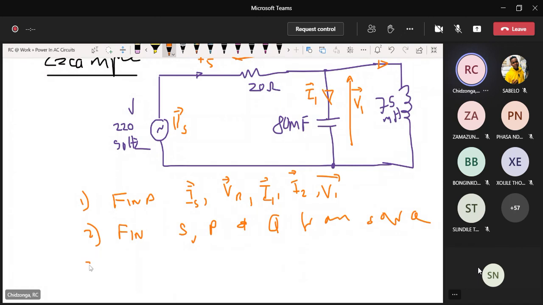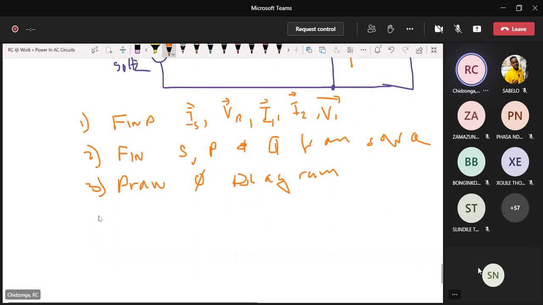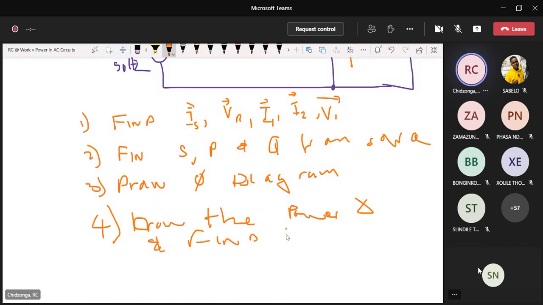3, draw the phasor diagram. Draw the phasor diagram for all these quantities here, right? And then number 4, draw the power triangle. Power triangle, and find the power factor, right?